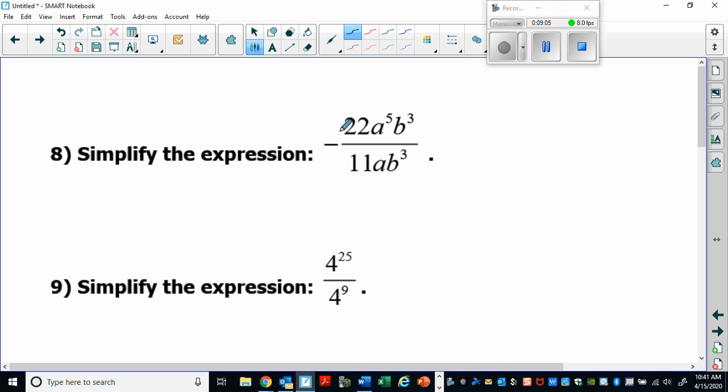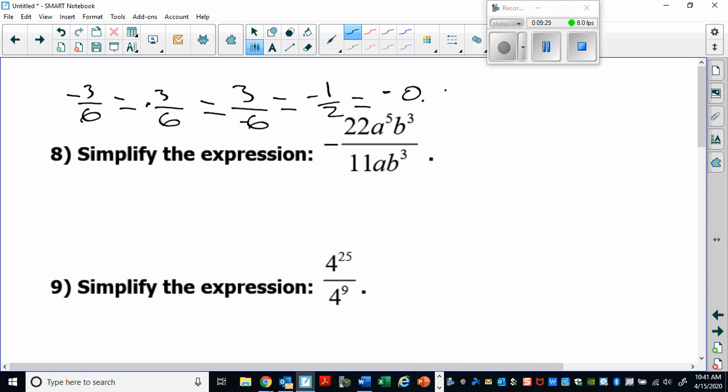That negative, it doesn't matter where you put it, right? So remember this, -3 over 6 is the same thing as 3 over -6, which is the same as -3/6. They all equal -1/2. Or if you put it in a calculator, they all equal -0.5. Okay? So it doesn't matter, but for our sakes, I just like to take the negative and put it on top.